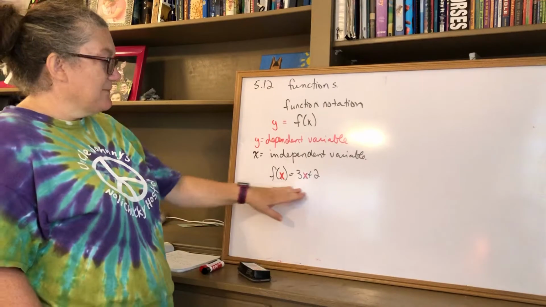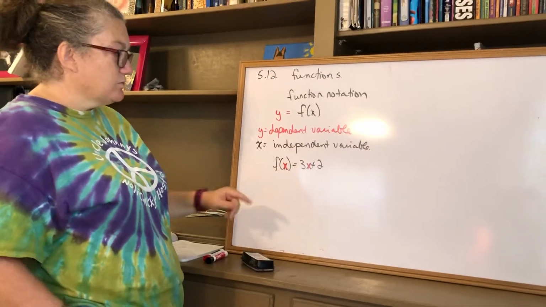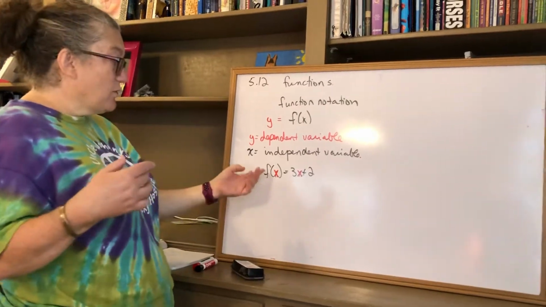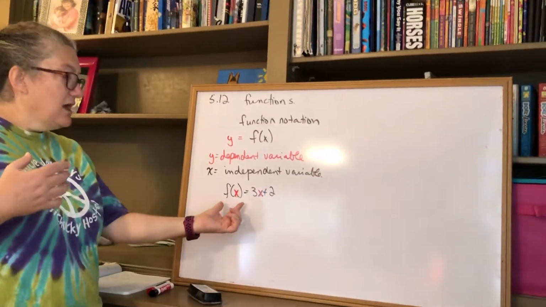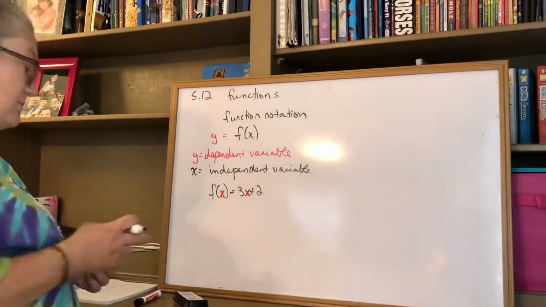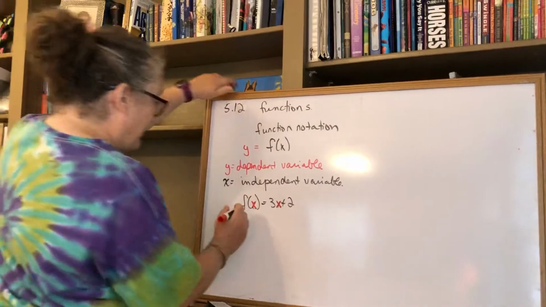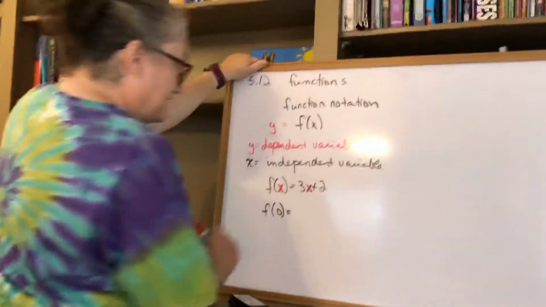So here's an example of a function. We have f of x equals 3x plus 2. Now in the past we just wrote y equals 3x plus 2. That's what we wrote. But now we're going to write it as a function, and it's f of x equals 3x plus 2. And there might be an example where we ask, well, what happens if we say f of 0? What does that equal?